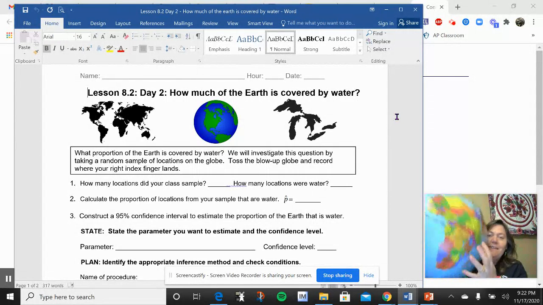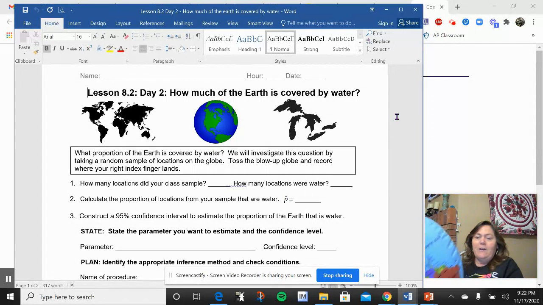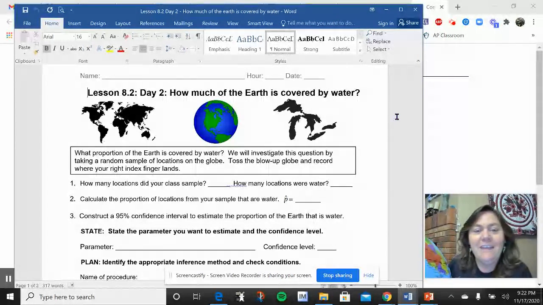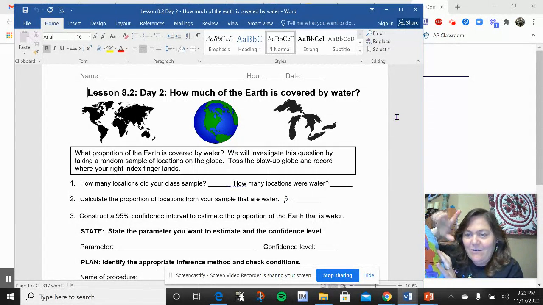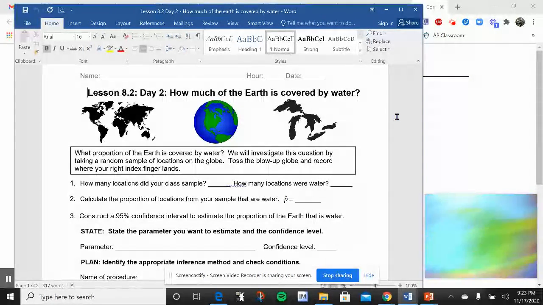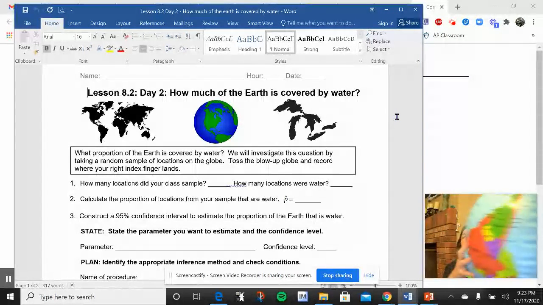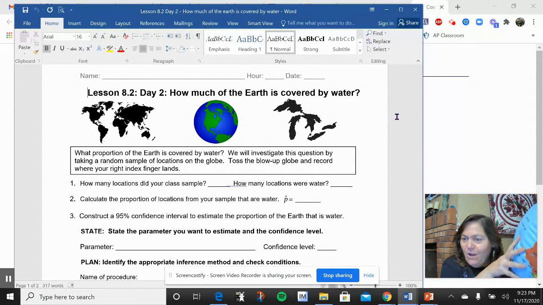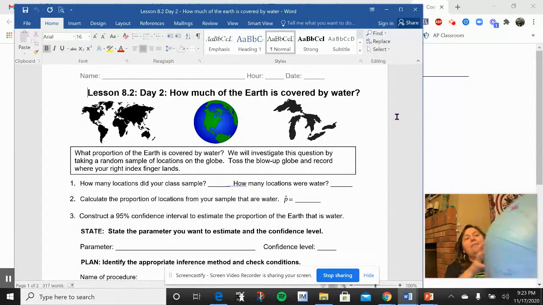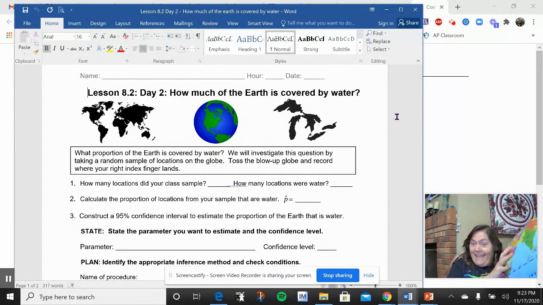In order to get this activity going today, we would have been tossing this beach ball that is a globe of our world here, and we'd be tossing it around. Where our index finger would fall in the right hand when we catch the beach ball, we would say, is that water or is that land? So my index finger's on water, so we would record water, water, water, water, land. Okay, so that's what we would be doing.